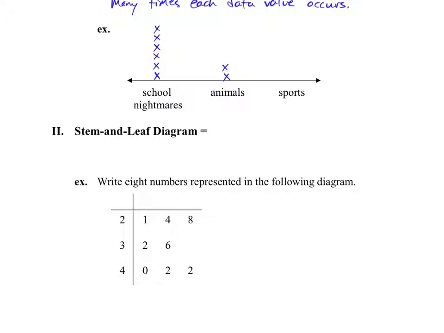And maybe 4 people then had dreams about sports. So the sports X's should be the same size as the other 2, and it should be twice as high as the animal list. In doing something like this, you can really easily see most people had school nightmare dreams. The fewest people had ones about animals, and twice as many people had dreams about sports as about animals. So that's kind of why they do it like that. So that's a line plot.